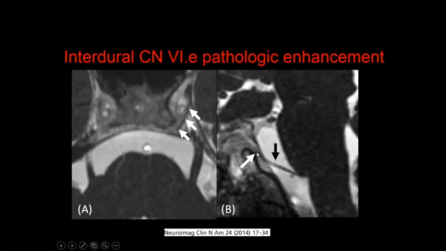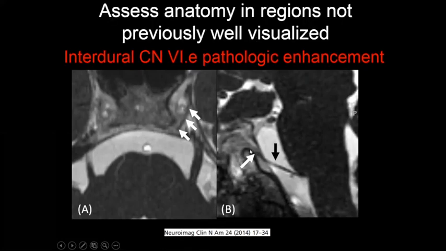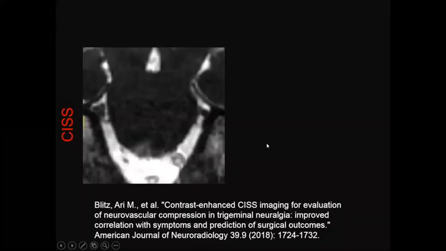It enters the interdural space here, but at the arrowhead, it's no longer well seen distally, and that's because it's pathologically enhancing. This was felt to be a case of Tolosa-Hunt syndrome, and illustrates how we can see anatomy in regions that were previously not well visualized, and we can make diagnoses or at least identify where pathology is in areas that we couldn't previously see well.